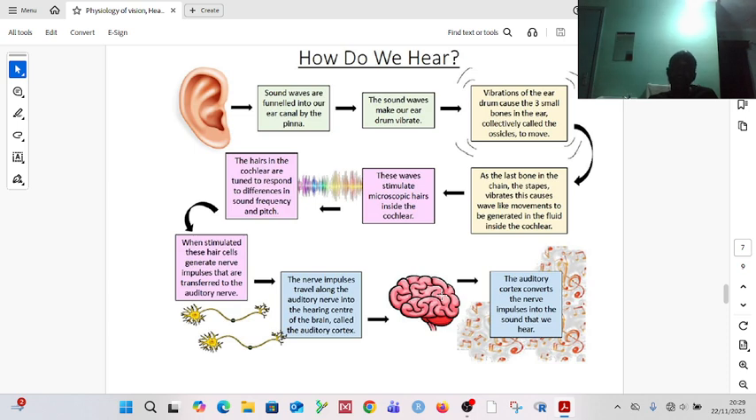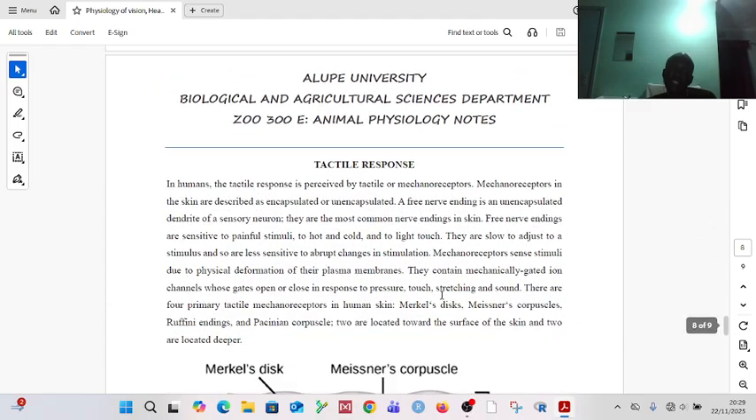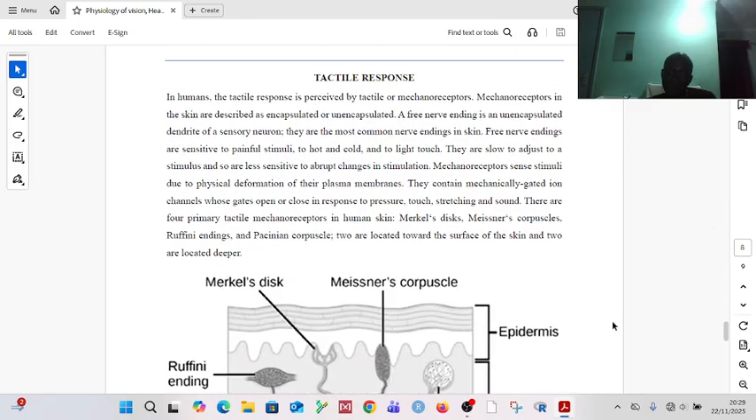Okay? So that is about hearing. We discussed seeing. So what about touch, the tactile response? Okay. So there are mechanoreceptors in most animals, and these mechanoreceptors are the ones that help to perceive the tactile response, the touch.